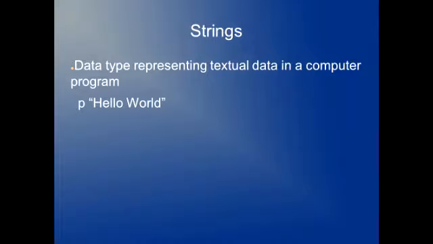Strings. A string is a data type representing textual data in a computer program. Ruby's string is a sequence of Unicode characters. Strings are enclosed in double or single quotes. For example, to declare a string, you would use p, open quotation, hello world, close quotation.